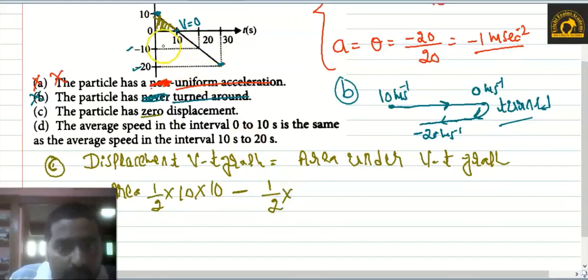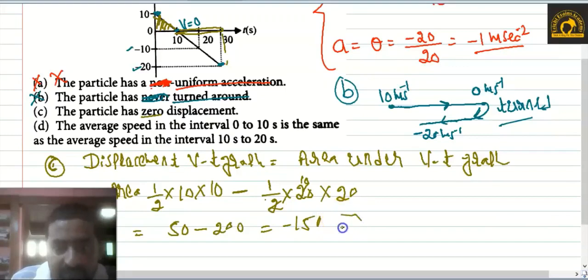Half into base. Base is how much? This one, 20, into height 20. So the answer is 50 minus 200, that is equal to minus 150, which is not equal to 0. So it is not 0, it is the minus 150 displacement. This is also a wrong statement.